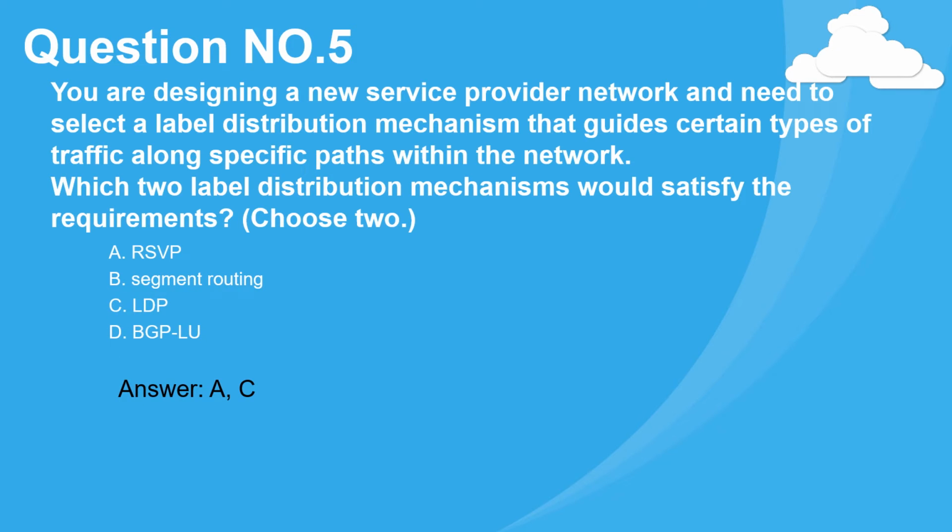Question number 5. You are designing a new service provider network and need to select a label distribution mechanism that guides certain types of traffic along specific paths within the network. Which two label distribution mechanisms would satisfy the requirements? Choose 2. A. RSVP. B. Segment routing. C. LDP. D. BGP LU. Answer: A, C.